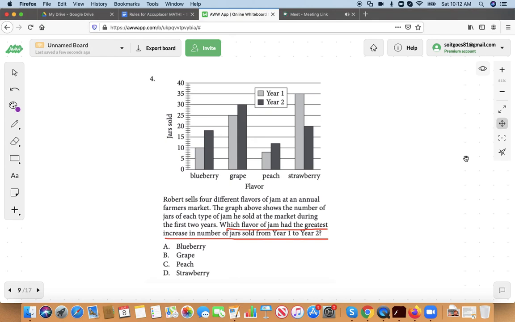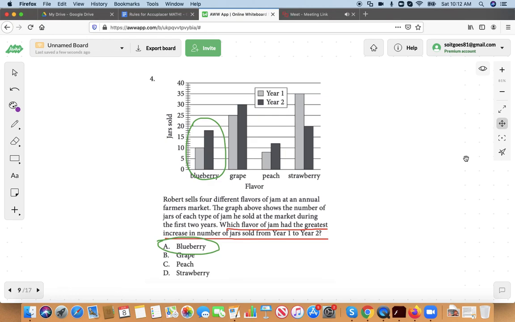That would be the greatest decrease. Oh, okay. The answer, I believe, would be blueberry. Blueberry. Answer choice A. Absolutely. No operation there, no calculation. Just look at it. We're talking about going from year 1 to year 2, light gray to dark gray, and the biggest jump is blueberry.